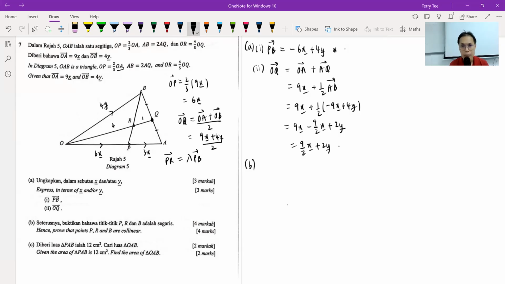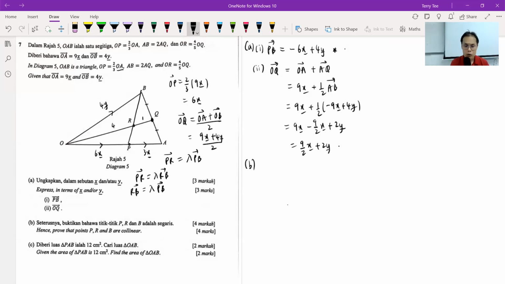Now, of course, there are other combinations. If I use PR equals lambda PB, my common point is P. If I use PR equals lambda RB, my common point is R. If I use RB equals lambda PB, my common point is B. So whichever you want to use is fine.